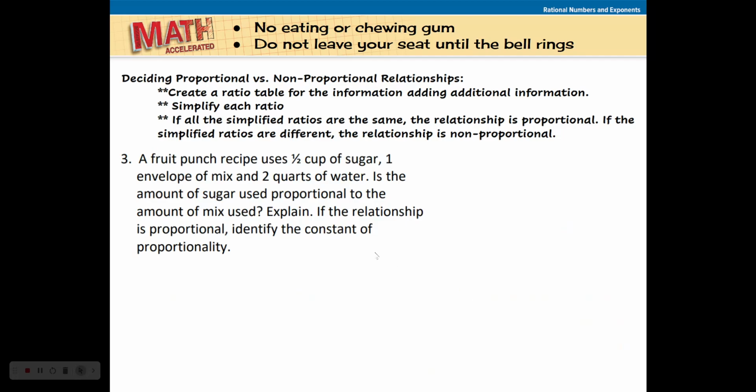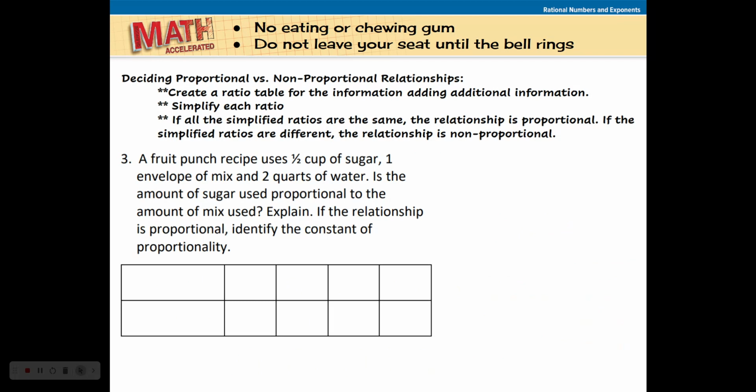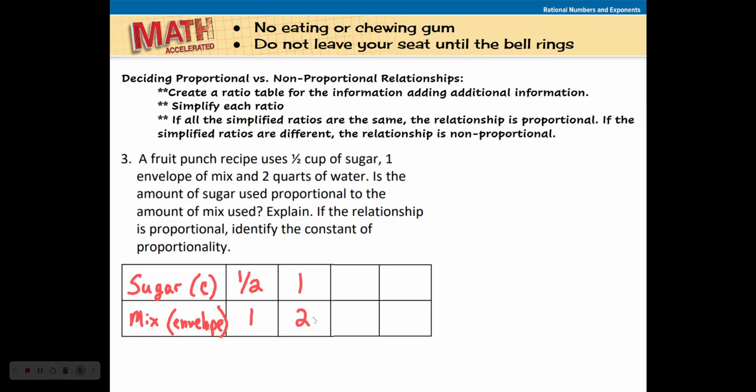Number 3, had people work on 3 and 4 in class. Fruit punch recipe uses half a cup of sugar, 1 envelope of mix, and 2 quarts of water. Is the amount of sugar used proportional to the amount of mix used? So we're going to compare sugar to mix. The fact that water is mentioned, not an issue. So for 1 packet of mix, we use half a cup of sugar. 2 mixes, 1 cup. 3 mixes, 1.5. 4 mixes, 2.